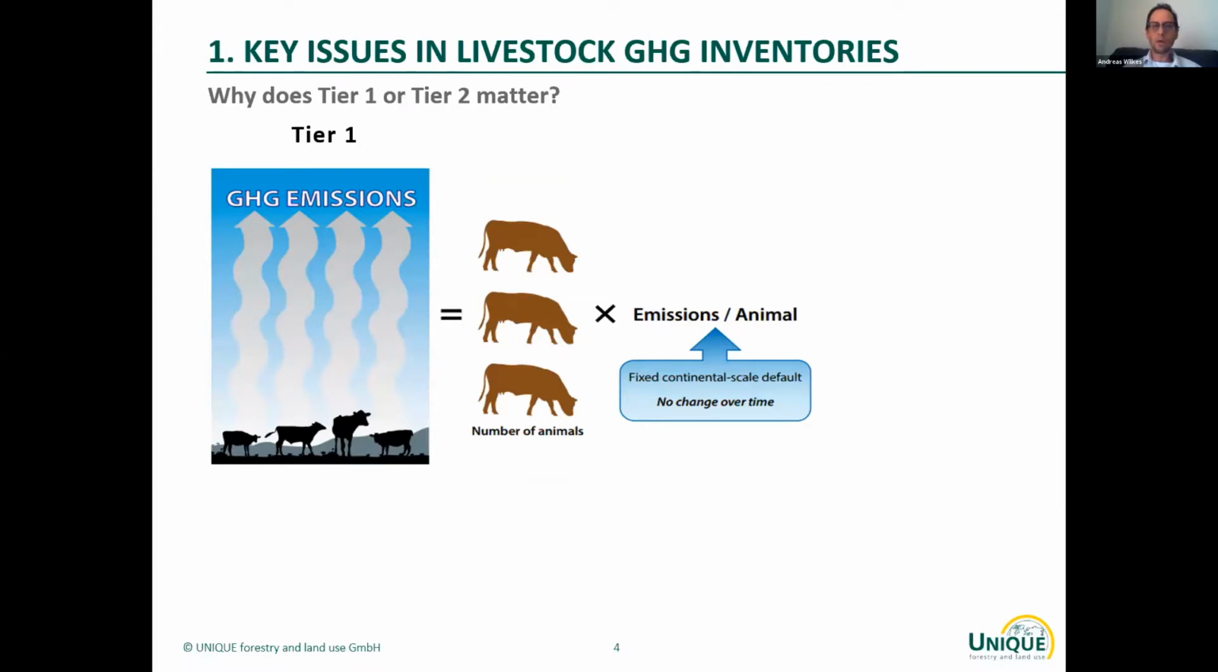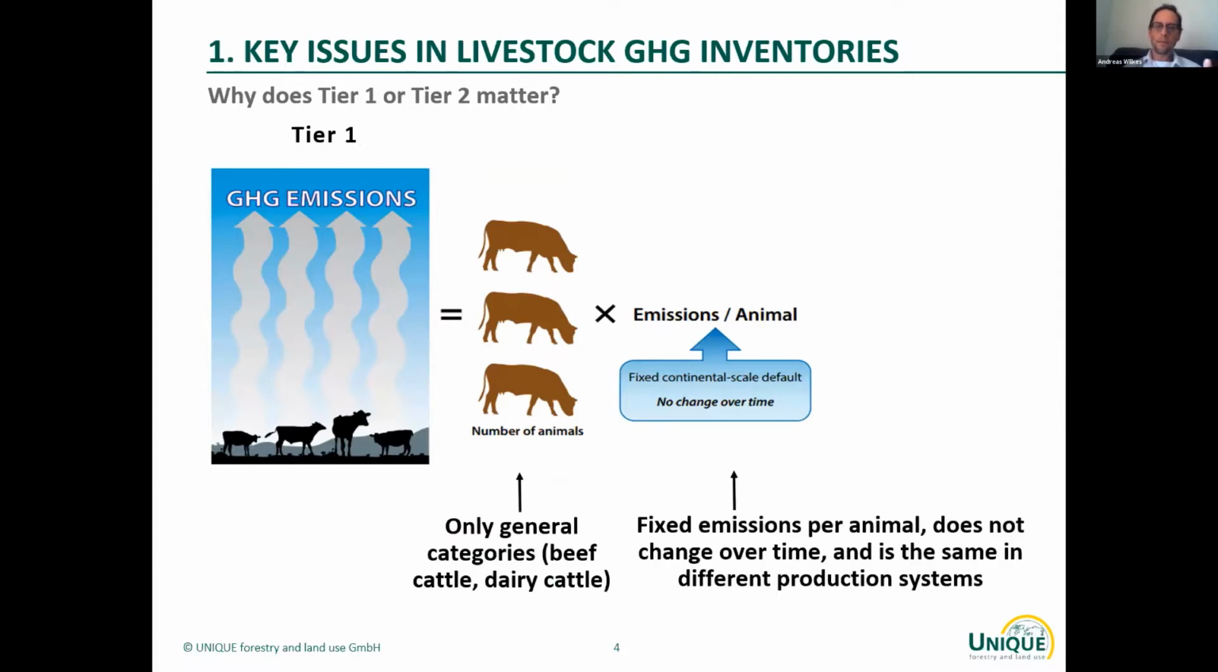So in the Tier 1 approach, the emissions are the number of animals multiplied by an emission factor, so the emissions per animal. The numbers of animals are only general categories, so beef cattle, dairy cattle, without a breakdown between, say, cows, heifers, steers, calves, or other subcategories. And the emission factor is fixed per head per year. It's the same number for each continental region, which is really useful.